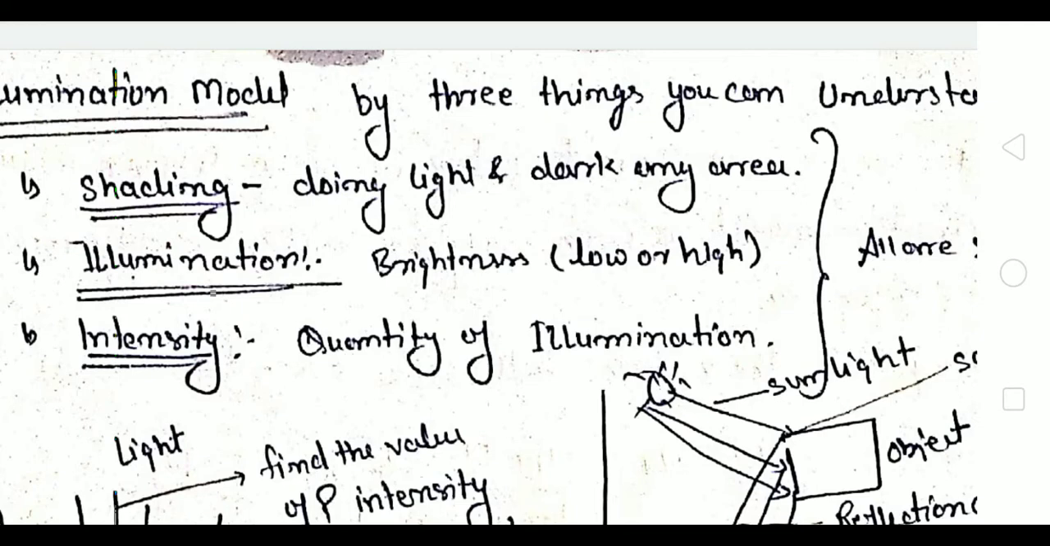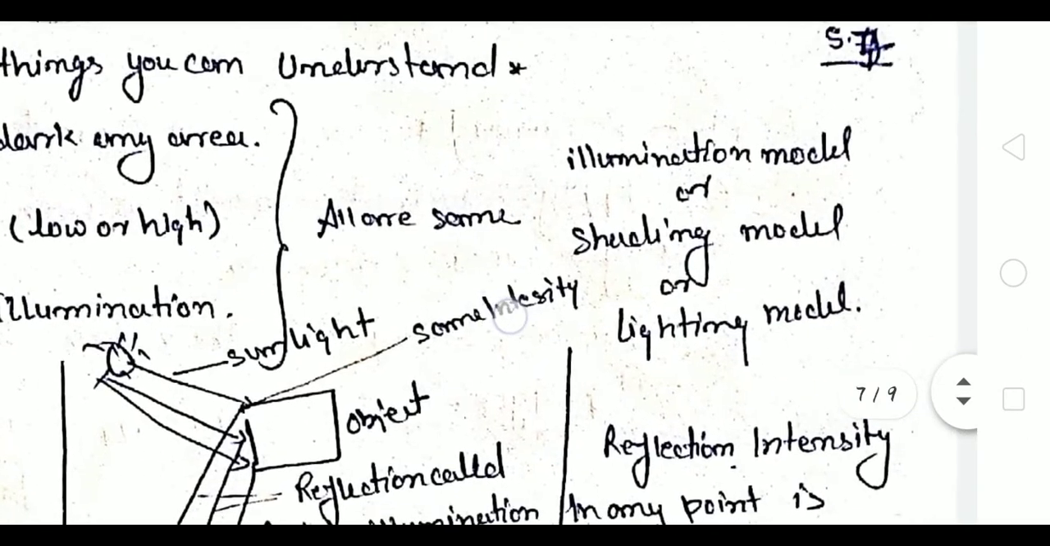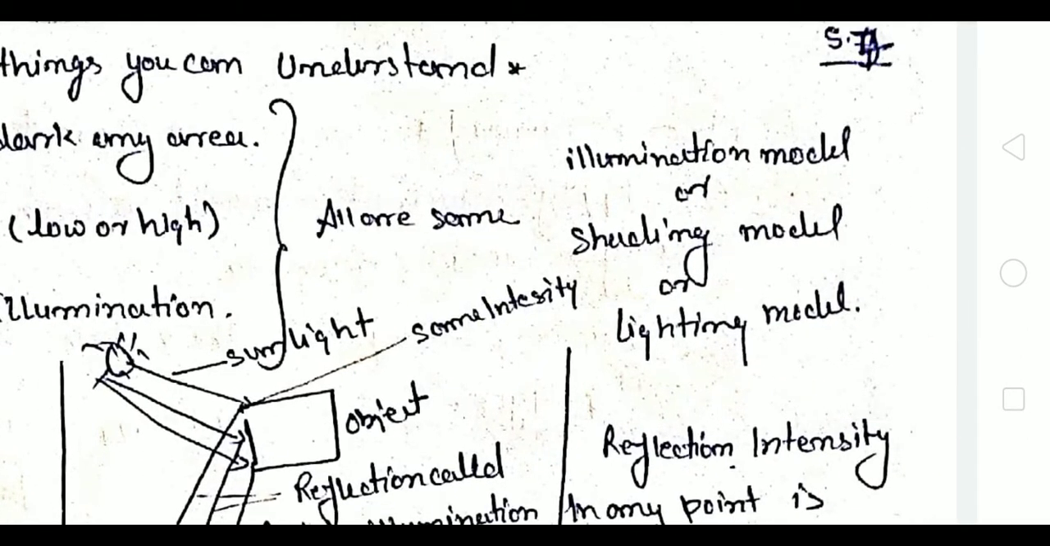Another one is illumination. Illumination is also the same, and it is denoted by brightness. Brightness can be high or low. The last one is intensity. The quantity of the illumination, or the value of the brightness, is called the intensity. All these three things are the same, so any name can be used anywhere, so don't be confused. That's why the illumination model has different names: illumination model, shading model or lighting model.